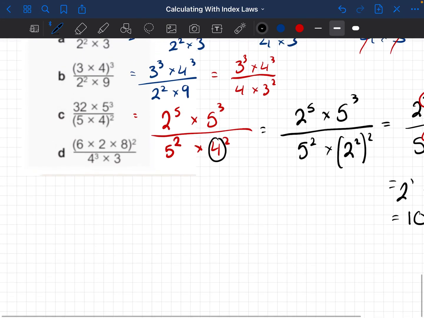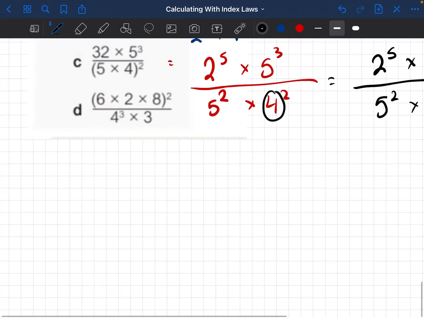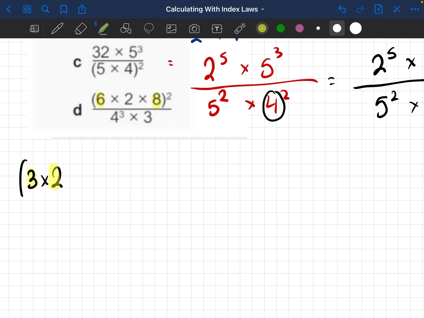Last but not least, we'll look at this last one. Okay. I'm going to talk you through it nice and slowly. First thing I want to do, we've got a lot of 3's going on, and we've got a lot of 2's going on. So I want to convert this to 3 times 2, and that to 4 times 2. So we're going to be left with 3 times 2, that's our 6, times 2, times 4, times 2, all squared. Meaning everything inside there becomes squared.